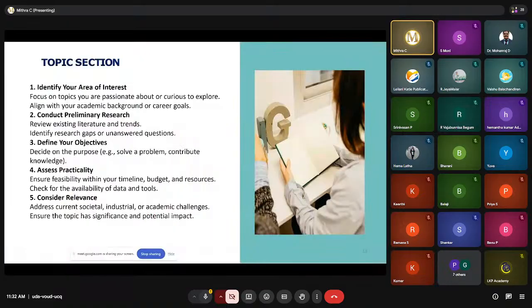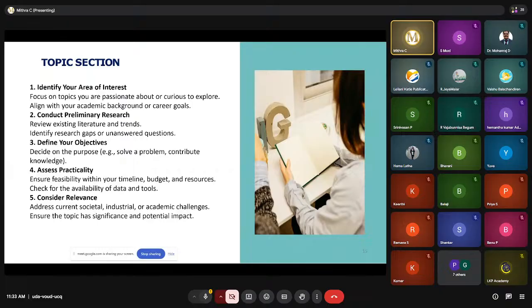Next, moving on to the topic section. First of all, choosing a topic is the first step. Choosing the title is very much important in attracting the researchers. So on that note, we will tell you how to choose a title first of all for the paper.